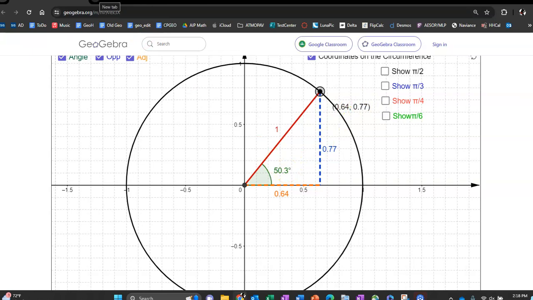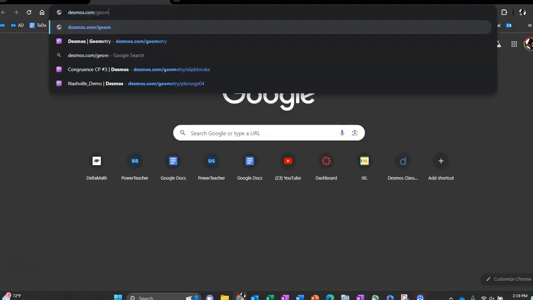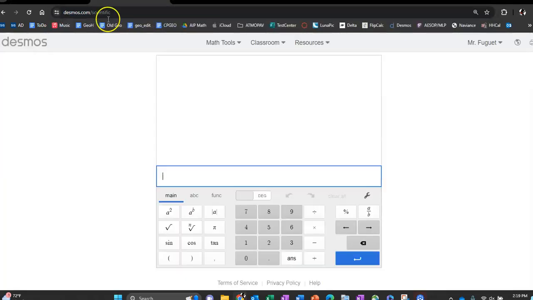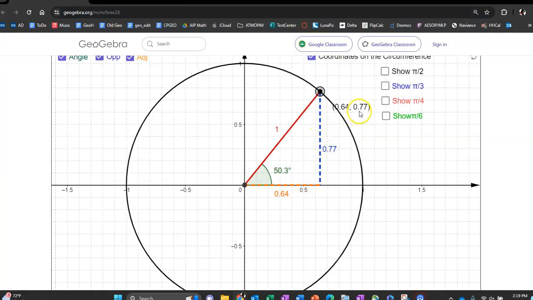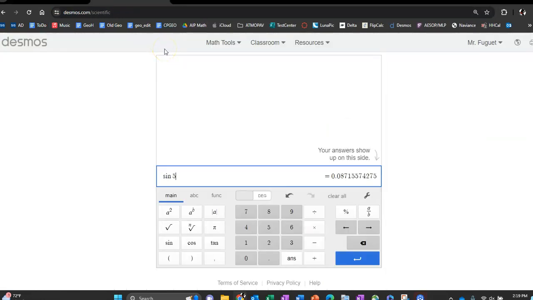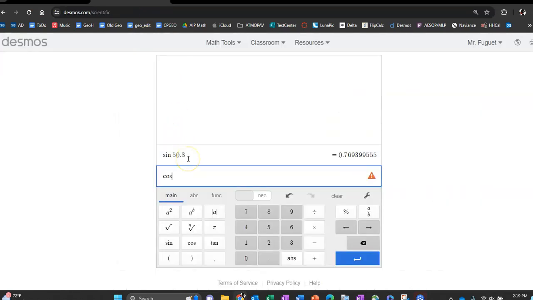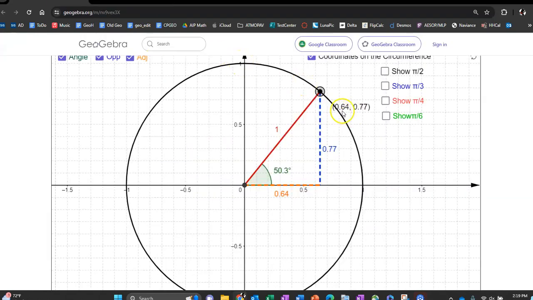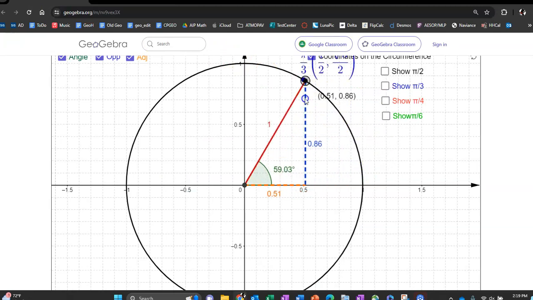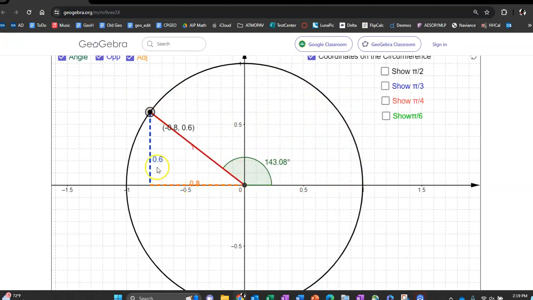Let's look at that real quickly on a calculator, because if we go to Desmos' scientific calculator, or if we pull out your own scientific calculator, if we ask for sine of 50.3, it returns an answer of 0.769, which is exactly what the y coordinate is. Likewise, if I want to find cosine of 50.3, it says it's 0.638. That is the x value. So where you put this black point to create your triangle in standard position, the x value is always going to be your cosine, and the y value is always going to be your sine.